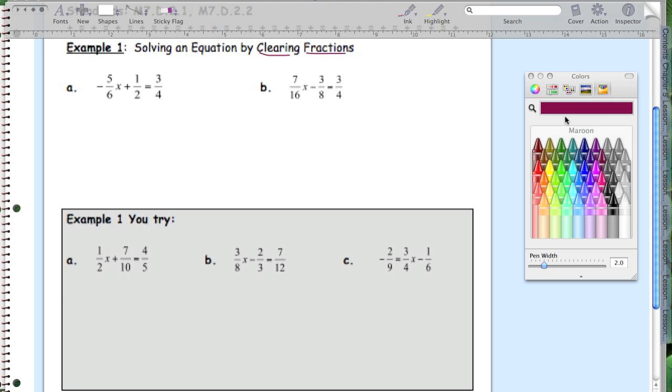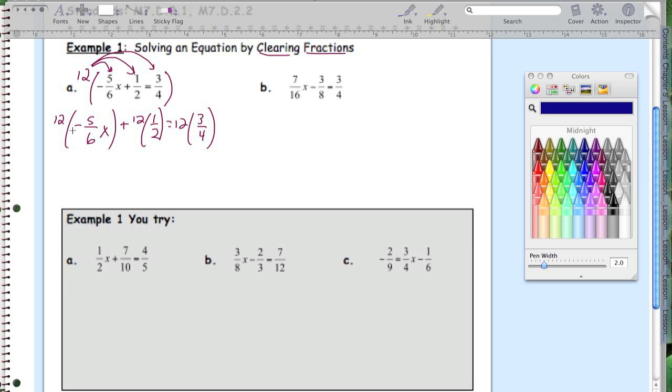So we want to find the LCD of 6, 2, and 4, which would be 12. So I'm going to multiply everything by 12. So essentially this is 12 times negative 5 over 6x plus 12 times 1/2 equal to 12 times 3 over 4. So what I've done here is just distribute this 12 into each of these terms, pretty similar to the distributive property.